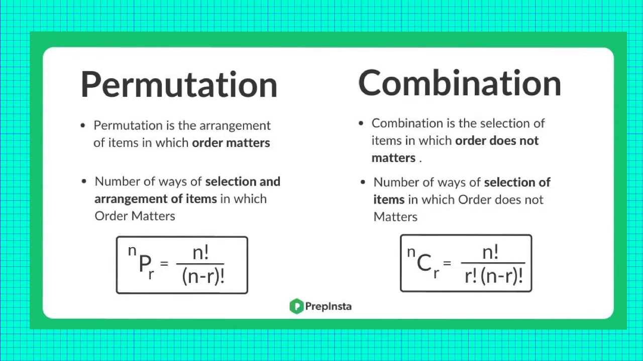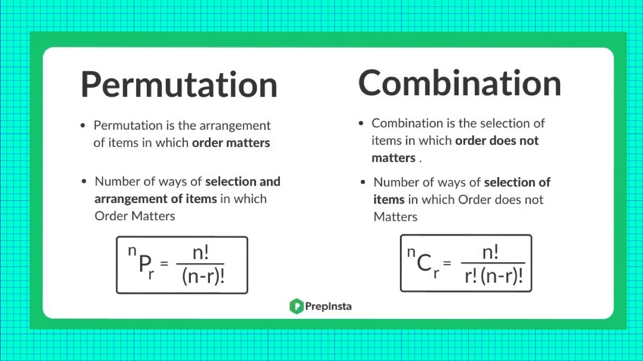Permutations and combinations. In mathematics, objects often have to be ordered, arranged in different ways. In some instances, the order matters. In other instances, the order does not matter. That is the difference between a permutation and a combination.